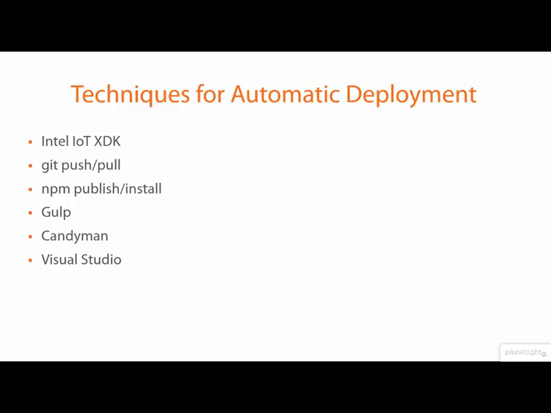We're going to cover using Intel's IoT XDK, Git, using NPM, and finally, Gulp. Then we'll look at a utility that I wrote for Gulp called Candyman, and we'll see how the whole process can be automated in Visual Studio.